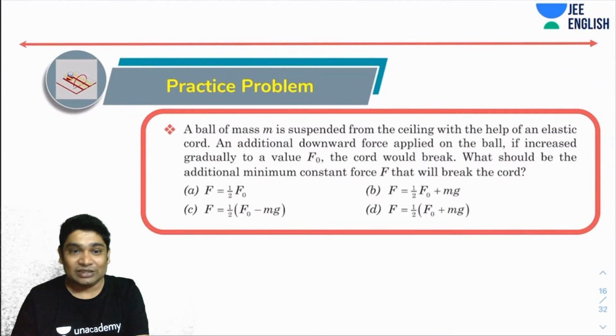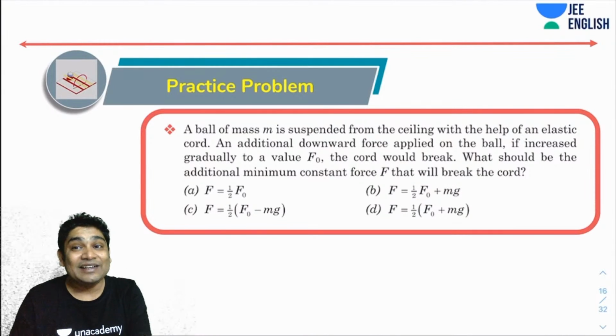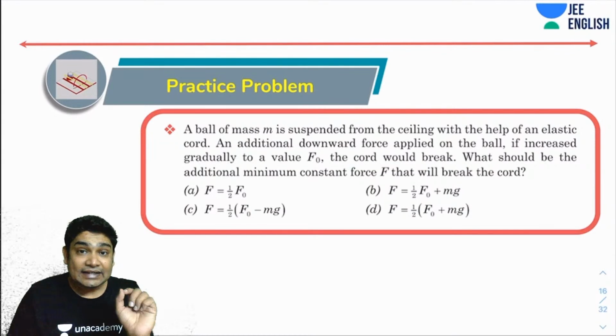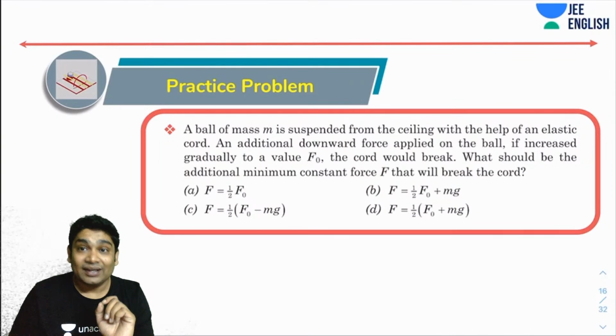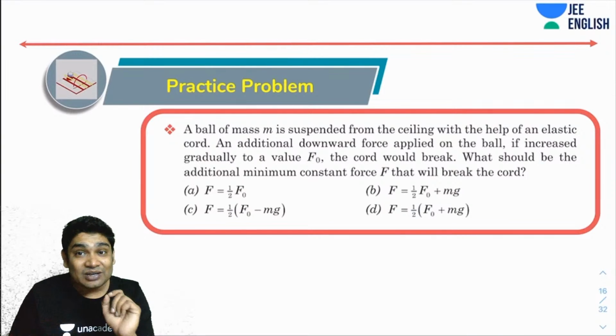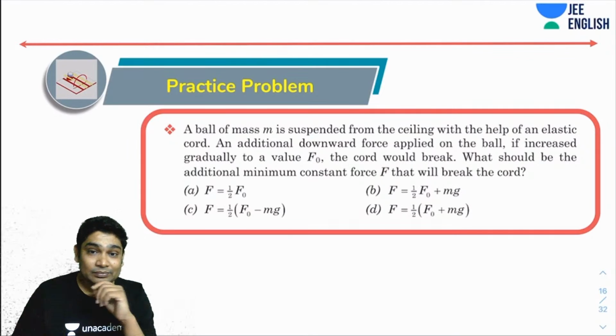Alright, so here is another problem. You've been told a ball of mass m is suspended from the ceiling with the help of an elastic cord. An additional downward force applied on the ball, if increased gradually to a value of F naught, the cord would break. Now, what should be the additional minimum constant force F that will break the cord?